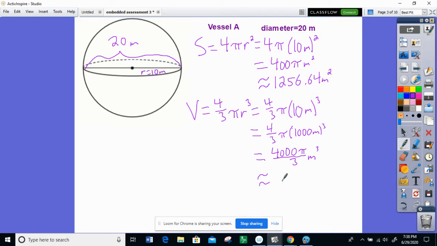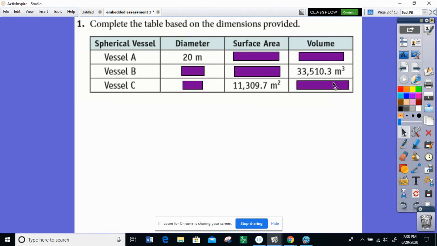And if we round that to a decimal, that's going to be 4,188.79 meters cubed. So there are the first 2 measurements.